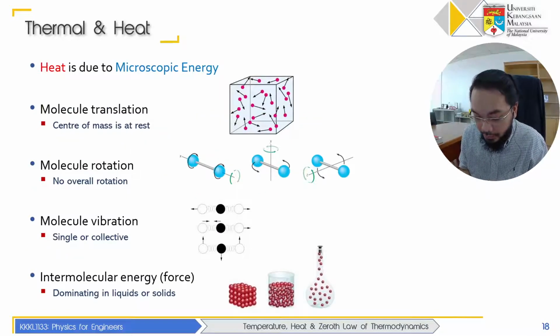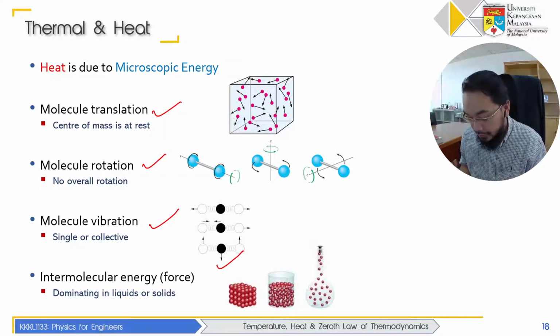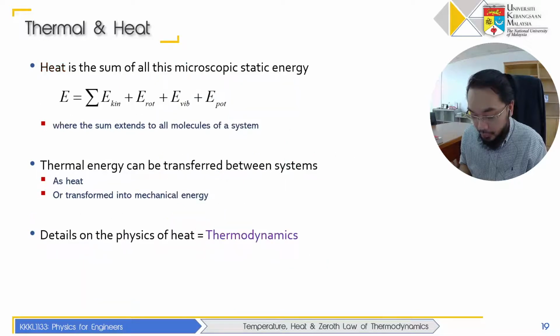Okay, so the molecular movement of atoms and molecules can be molecule translation, molecule rotation, vibration, and also intermolecular energy or force. If you want to know in detail about each individual type of microscopic energy, you can look into the book. I will not cover it here.